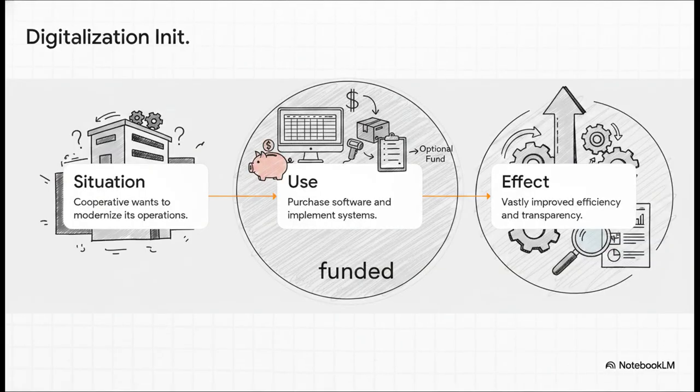To really picture this, imagine a digitalization initiative. Let's say your co-op is stuck in the dark ages using outdated spreadsheets and you desperately want to modernize. Well, you can use the optional fund to purchase shiny new accounting software. The ripple effect? You get vastly improved efficiency and transparency. And the best part is, it's all funded without completely derailing your normal day-to-day operating budget.